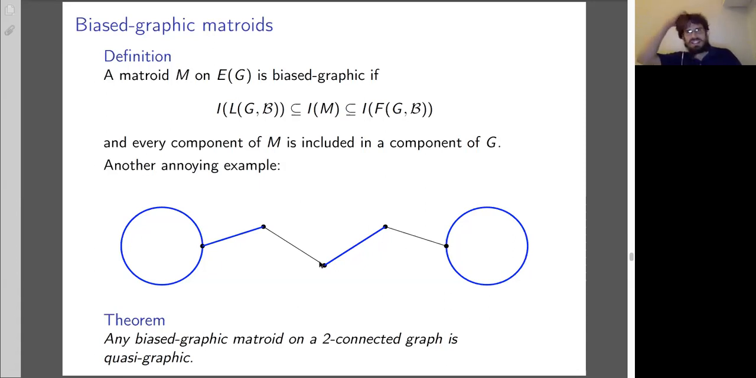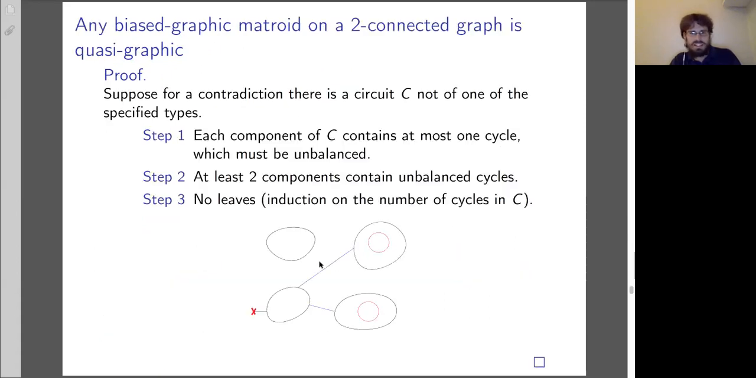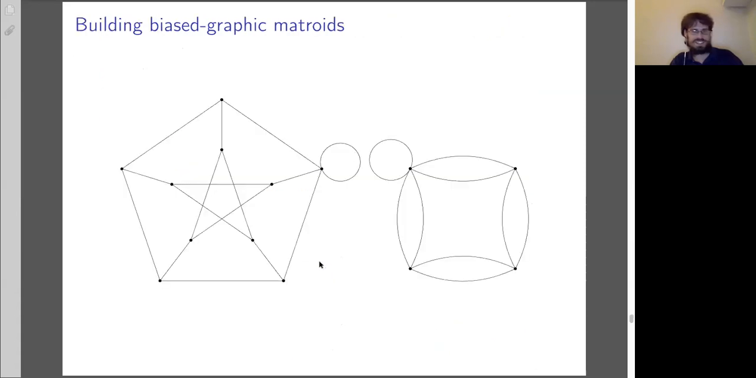And let's actually look at that in more detail. So if you try to use some sort of construction with 2-sums to build some ugly looking biased graphic matroid, then, sorry, I wanted to prove that theorem, but I think I don't have time. Maybe I'll come back to that later on if I do, but I'd rather take the time to actually explain how you can build biased graphic matroids.